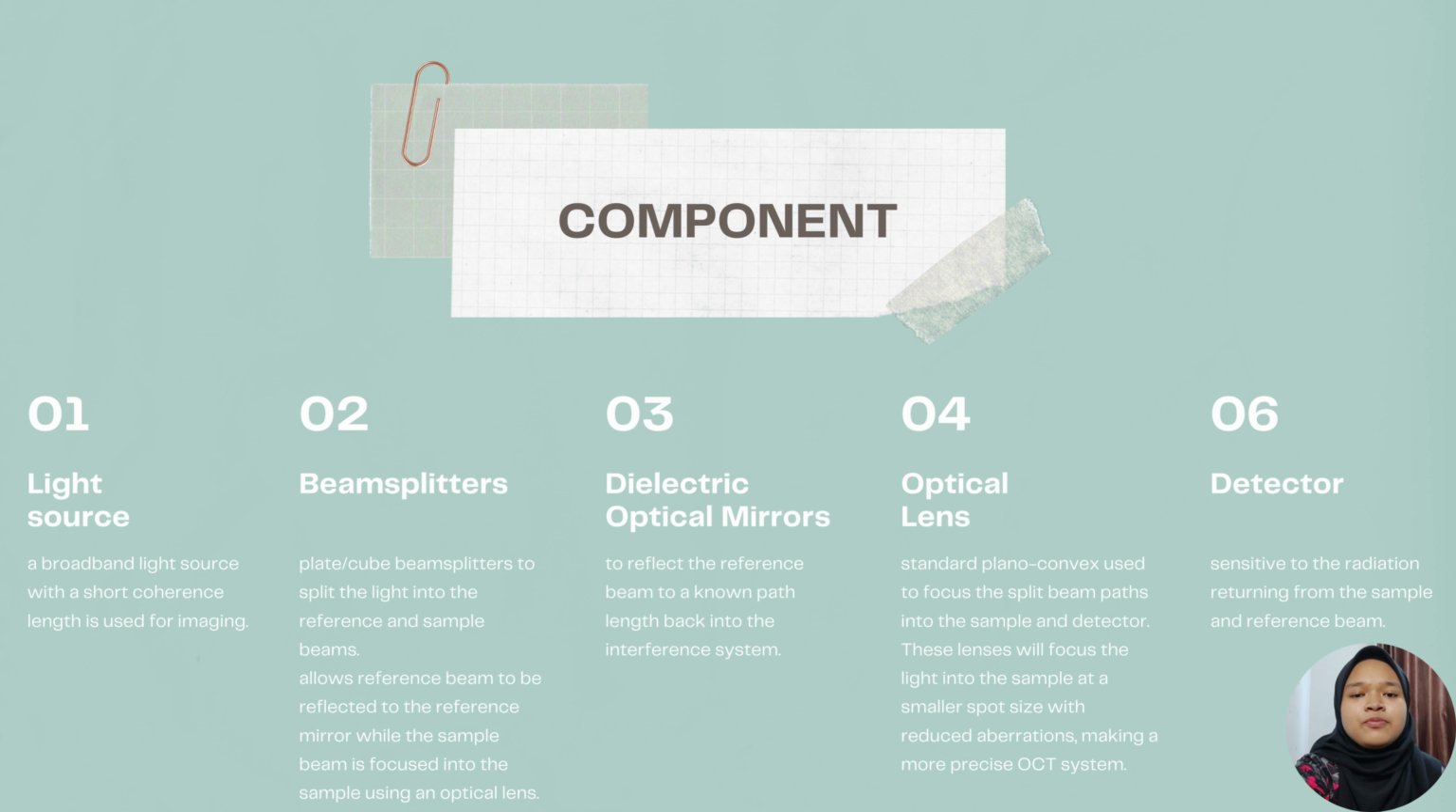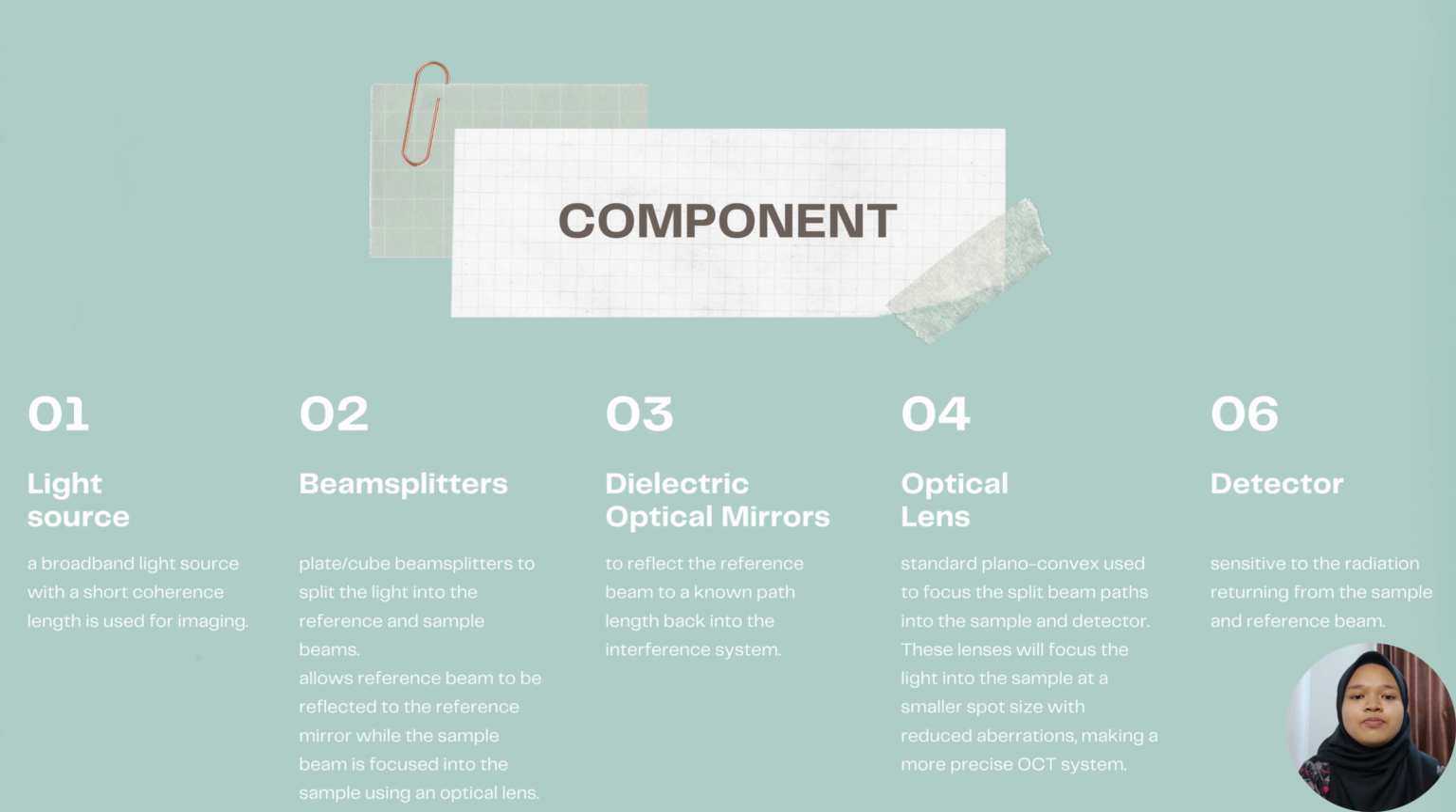Next, we move to the components of the OCT. First of all is the light source. A broadband light source with a short coherence length is used for imaging. Next is the beam splitter plate or cube. The beam splitter splits the light into the reference and sample beams, allowing the reference beam to be reflected to the reference mirror while the sample beam is focused into the sample using an optical lens. Next are the dielectric optical mirrors. They are used to reflect the reference beam to a known path length back into the interference system.